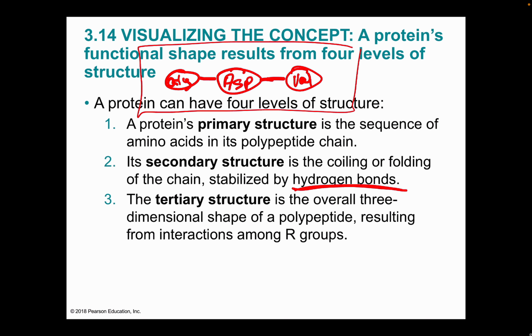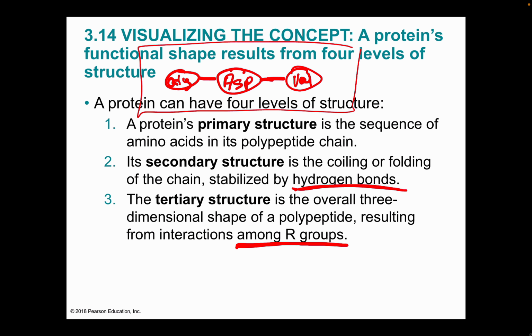And this is really the overall three-dimensional shape of a polypeptide that results from the interactions among the R groups. And like I said, these are a bit more, I don't want to say permanent, because we talked earlier about denaturation and the fact that proteins can lose their shape. But in an ideal world where the protein is able to function, these are the things that are really keeping that protein held in place. And so a functional protein has to have this tertiary structure.